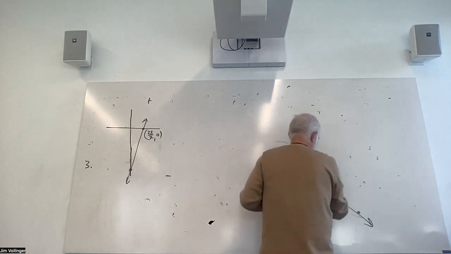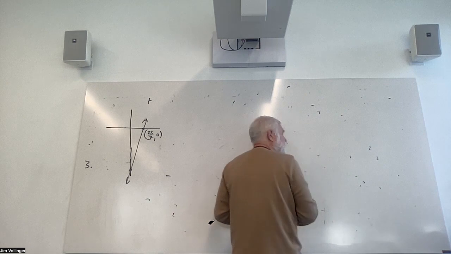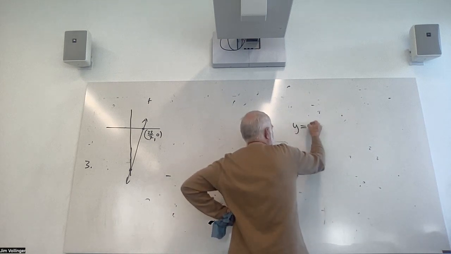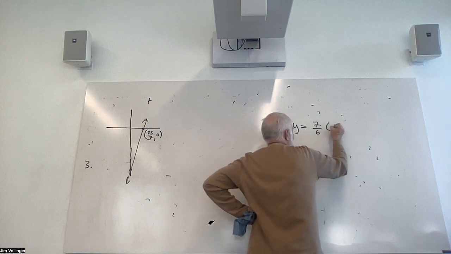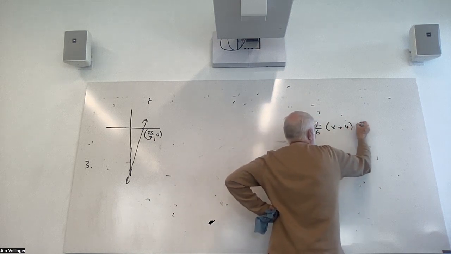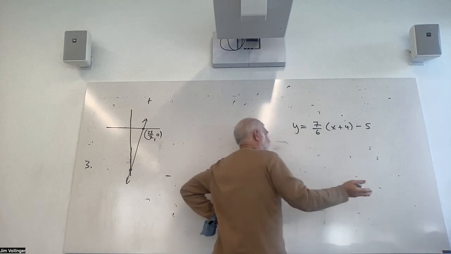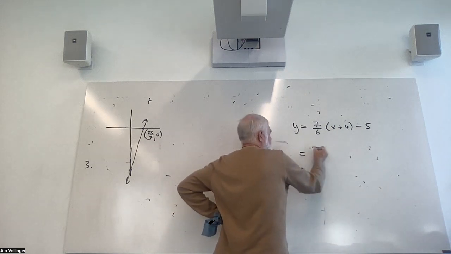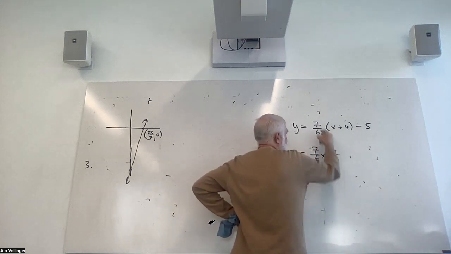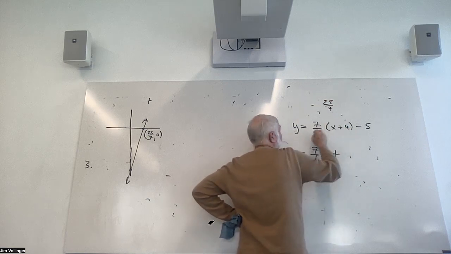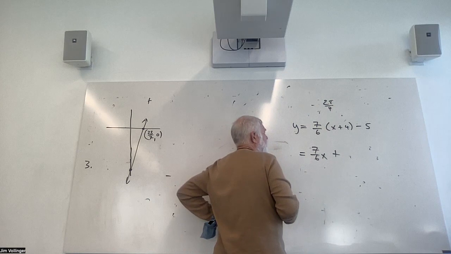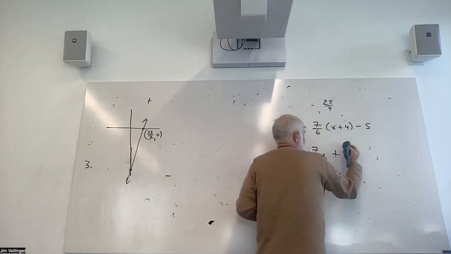One more quick question. No, we're not doing 3 points. So y equals, how about we do 7/6 x plus 4 minus 5. All right, pause the video, you do it. So you should get 7/6 x plus 28 over 4. And 28 over 4, well, that's just 7, so I didn't want to do that. All right, and 7 minus 5 is just 2.